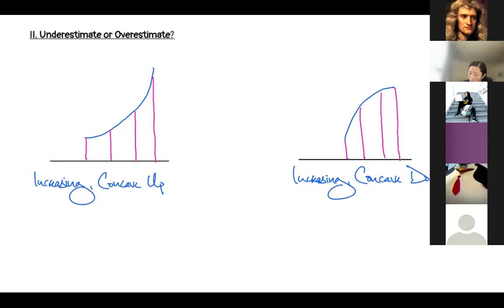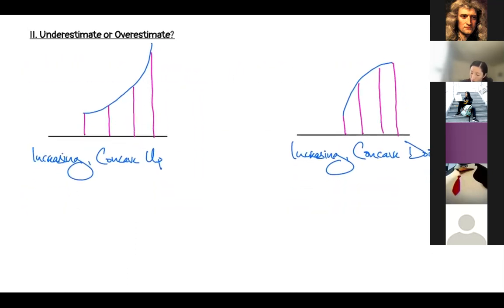Looking at the first picture, okay, so looking at the increasing and concave up picture, what are our guesses for if I used a left rectangular approximation versus a right rectangular approximation? Which one do you think would give you an overestimate, and which one do you think would give you an underestimate?